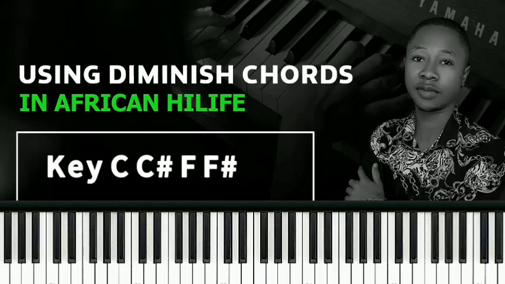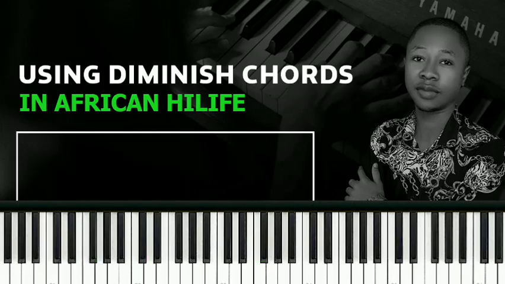So, let me play the basic version of the song. So it's 1-6, then the 2, but I'm in the key of F sharp. I move to C, C sharp, and F. But let me explain it here.